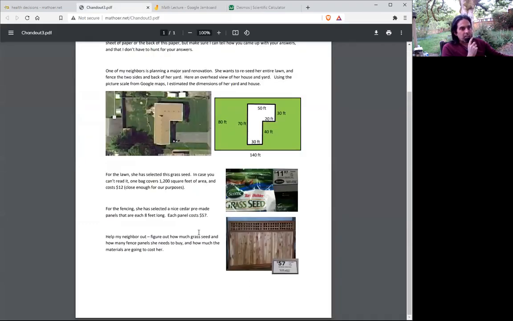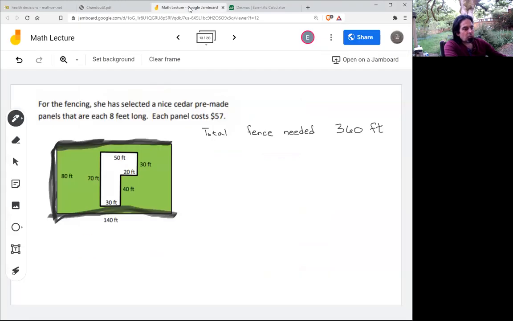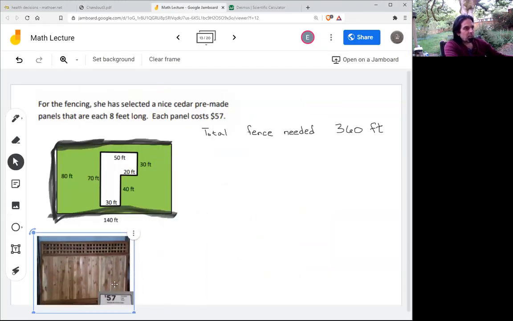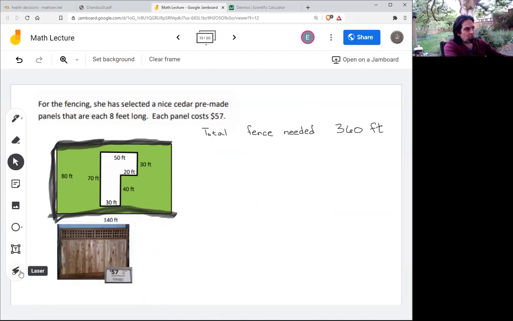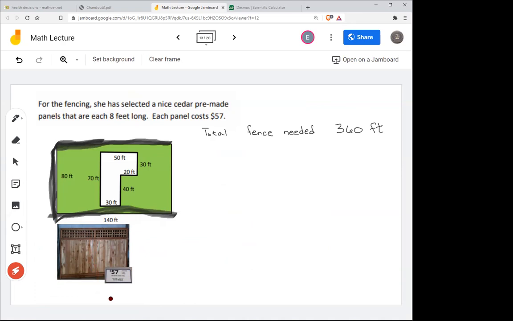Let me look at this again. So she's buying these panels that look pretty fancy and nice. And do you see how there's trim that goes all around them? I'm not sure that I can cut them in half well. I think we need to make an executive decision. Is it okay if we just take our skill saw and chop this thing in half? Probably not.